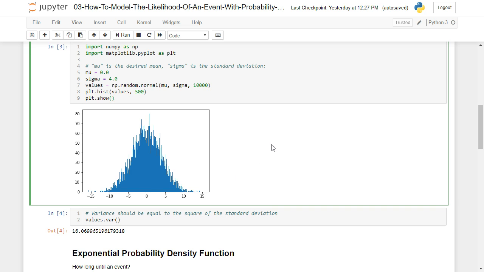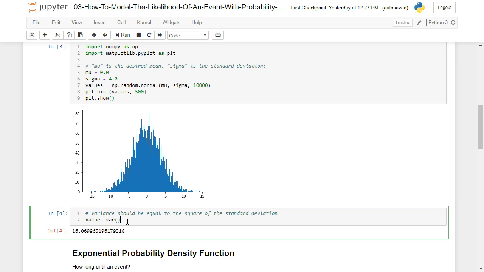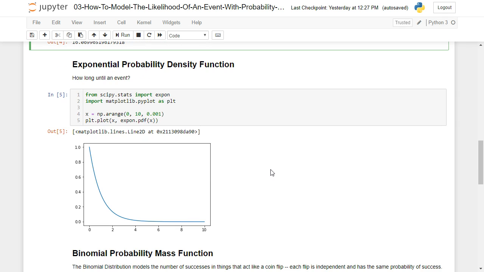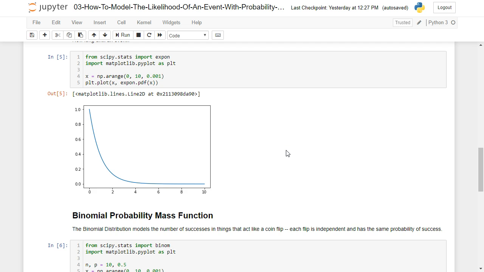Now, just as a sanity check, we can check the variance value over these values to see whether it's equal to the square of the standard deviation, which is 4, right? And we run that and we get 16. So that's coming out to what we'd expect. Okay, moving on, we have the exponential probability density function. This here is starting out high, and as we sweep across the x-axis, it's dropping off at an exponential rate, which is what we'd expect in an exponential curve. It's just another probability distribution, basically. We call it a probability density function.